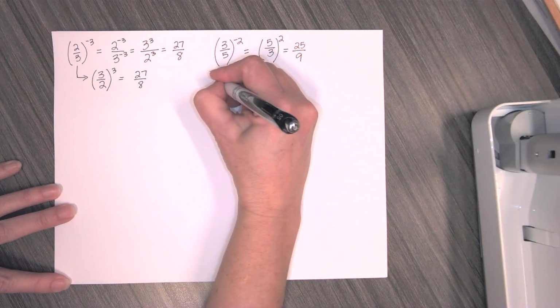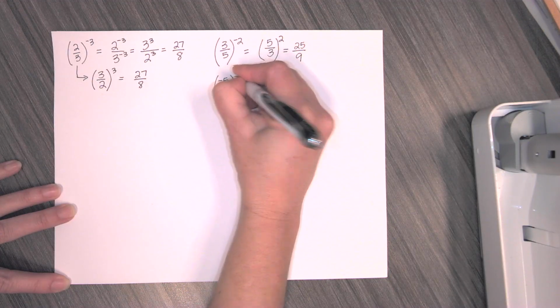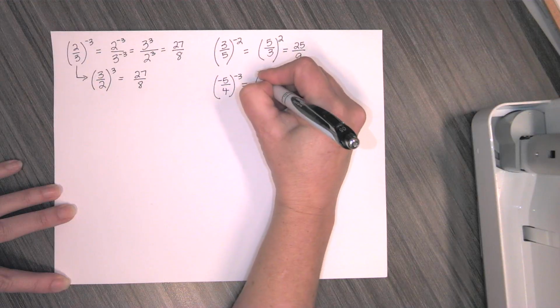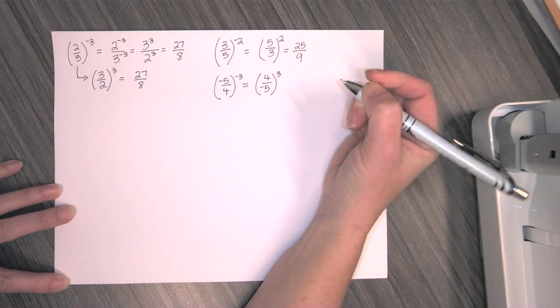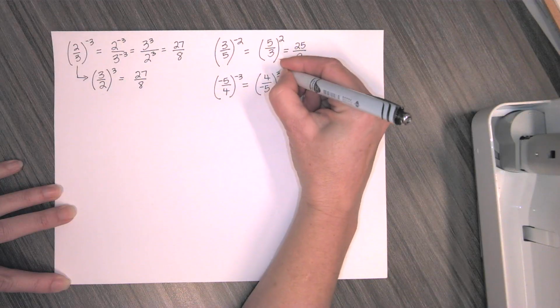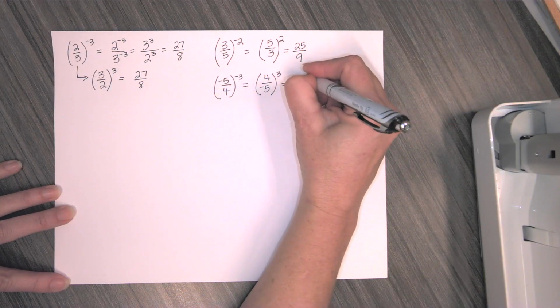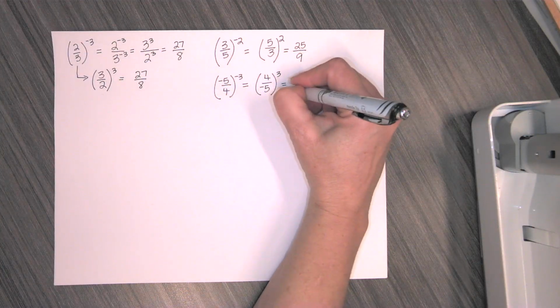Okay, one more. If we have -5/4 to the -3, we can flip the fraction, make the exponent positive, raise the numerator and the denominator to that power. 4 to the third is 64. -5 to the third is -125.